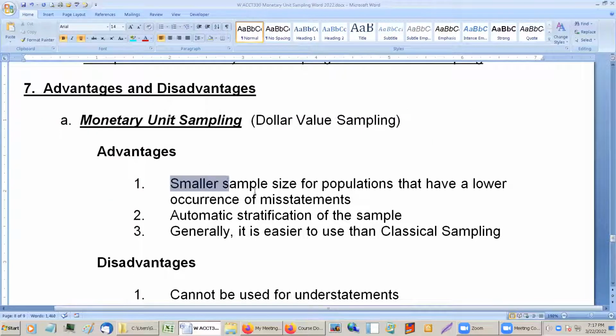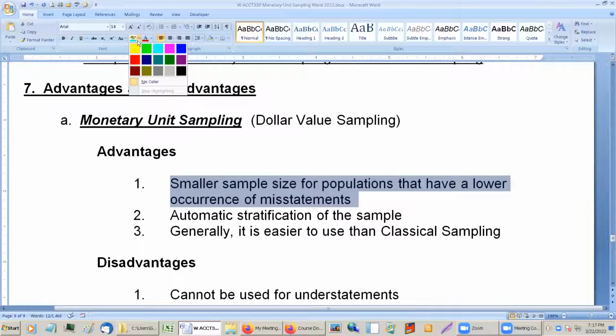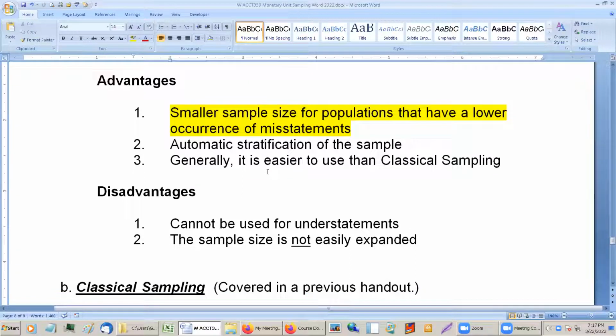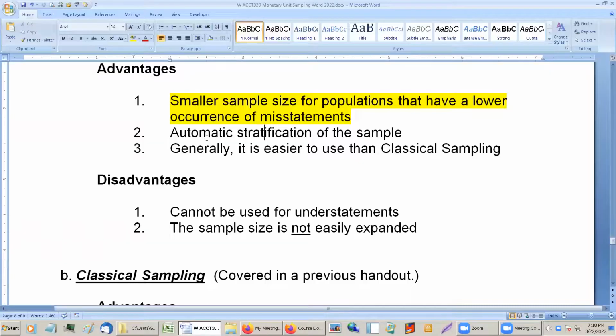Okay, advantages. The big advantage here, and this is not obvious from what we did, is a smaller sample size for populations that have a lower occurrence of misstatements. If you don't expect misstatements, then a lot of times you can get a much smaller sample size, like half as much. A big chunk of the expense of an audit is the testing, probably half the dollar amounts. So if you can reduce any portion of that by 1/2, that's a great thing. So the big thing about this method is that it reduces the sample size.